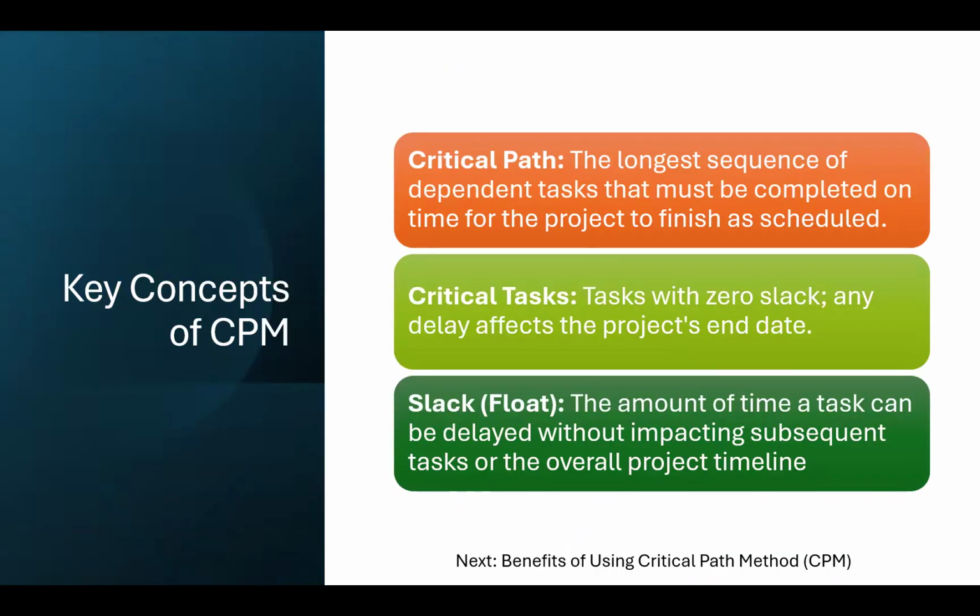Key concepts of critical path. Have the definition for critical path. The longest sequence of dependent tasks that must be completed on time for the project to finish as scheduled. Then we have a definition for critical tasks. And slack or float. It's another term you should become familiar with if you're not already. Slack or float, the amount of time a task can be delayed without impacting subsequent tasks or the overall project timeline.